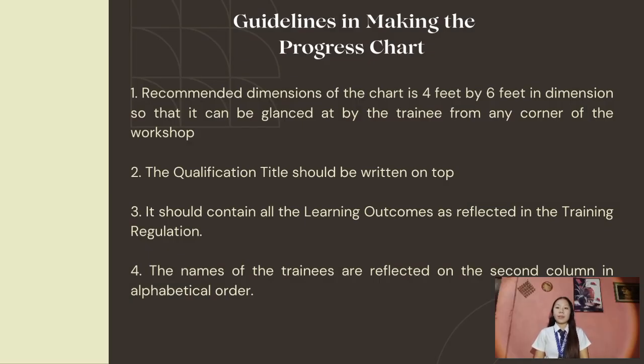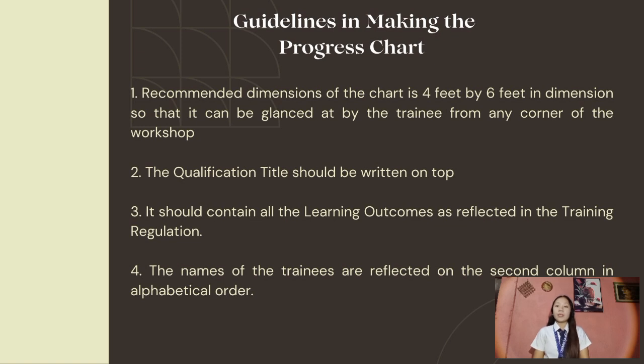Guidelines in making the progress chart. First, the recommended dimensions of the chart are 4 feet by 6 feet so that it can be glanced at by the trainee from any corner of the workshop. Second, the qualification title should be written on top. An example of a qualification title is Dressmaking NC2. Third, it should contain all the learning outcomes as reflected in the training regulations.